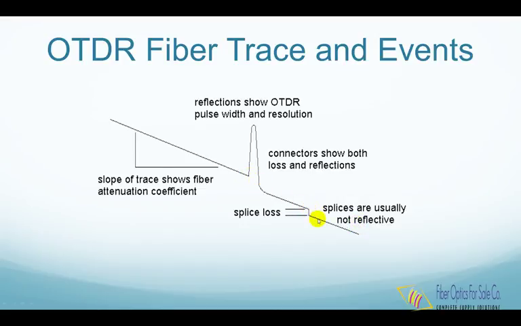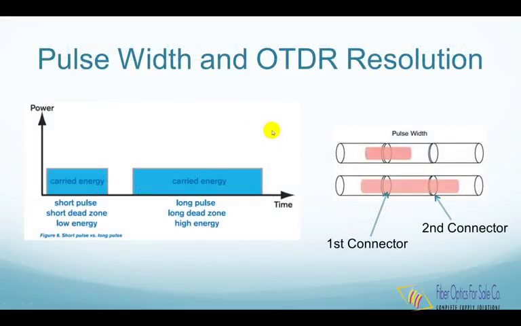Both should show a loss, but connectors and mechanical splices will also show a reflective peak. The height of the peak will indicate the amount of reflection at the event, unless it is so large that it saturates the OTDR receiver. Then the peak will have a flat top and a tail on the far end, indicating the receiver was overloaded. Reflective pulses can show you the resolution of the OTDR.